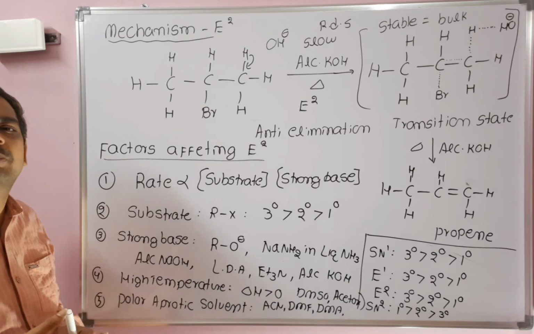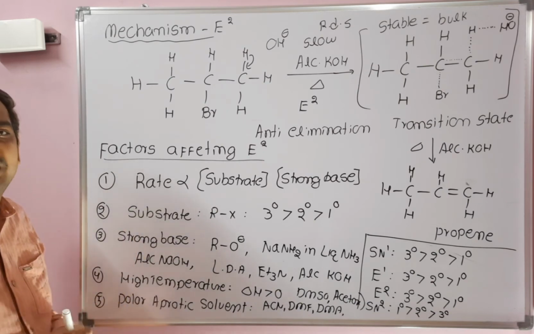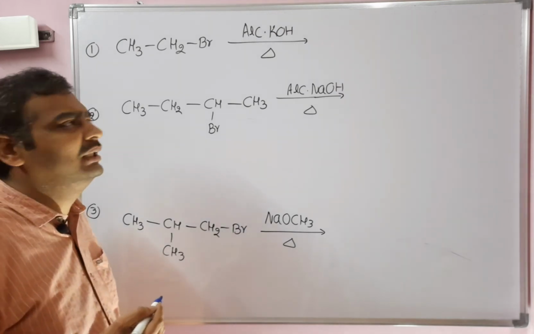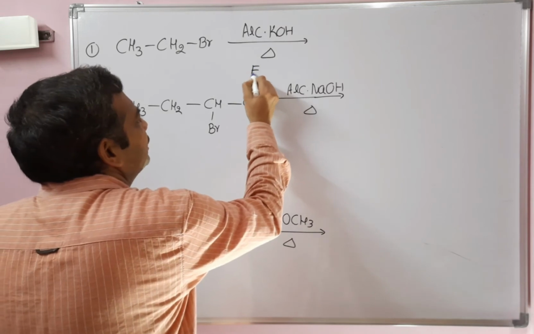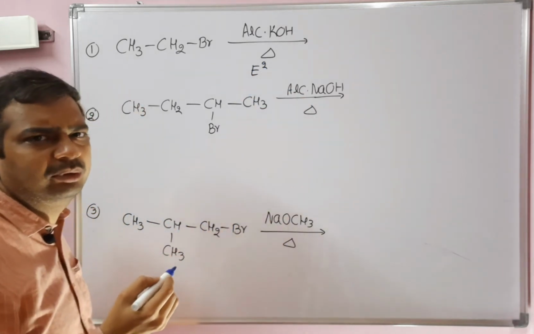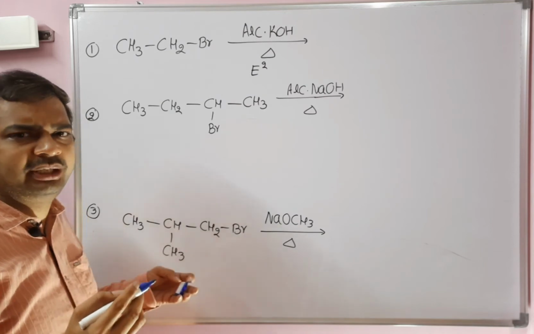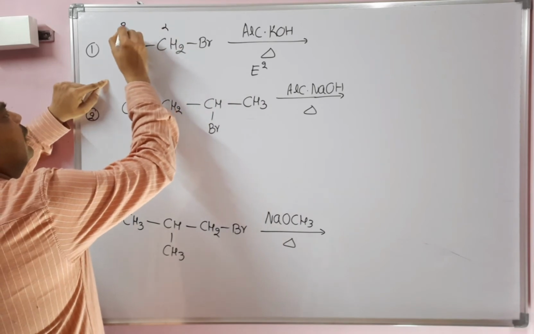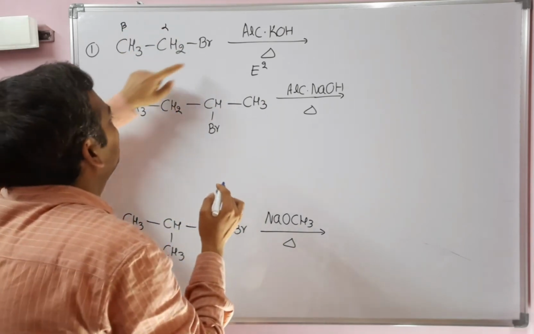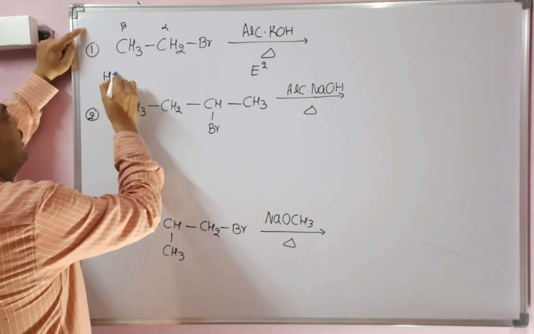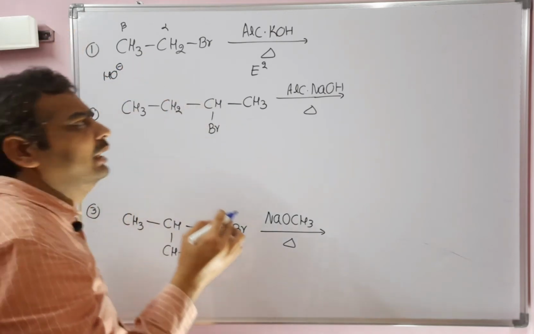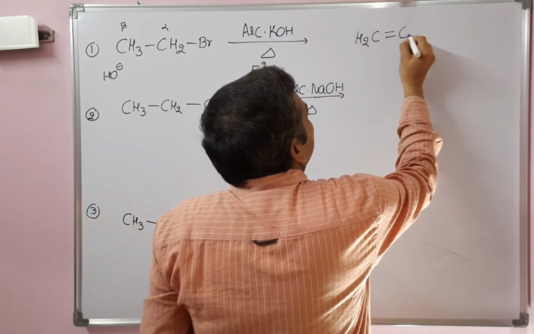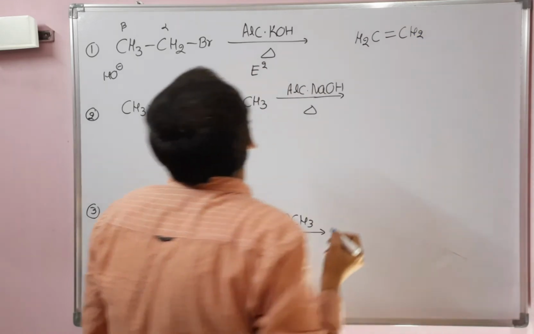Now we will solve some important problems in E2 reactions. First example, ethyl bromide reacts with alcoholic KOH. Since it is a strong base, definitely this is E2 reaction, not E1, no carbocation is formed. Since there is no carbocation, there is generally no rearrangement in E2 reaction. This is the alpha carbon, beta carbon, only one beta carbon is there. The base can abstract a proton on the beta carbon, which is anti to bromo. So I will write the product directly: CH2=CH2, ethene, will be obtained.